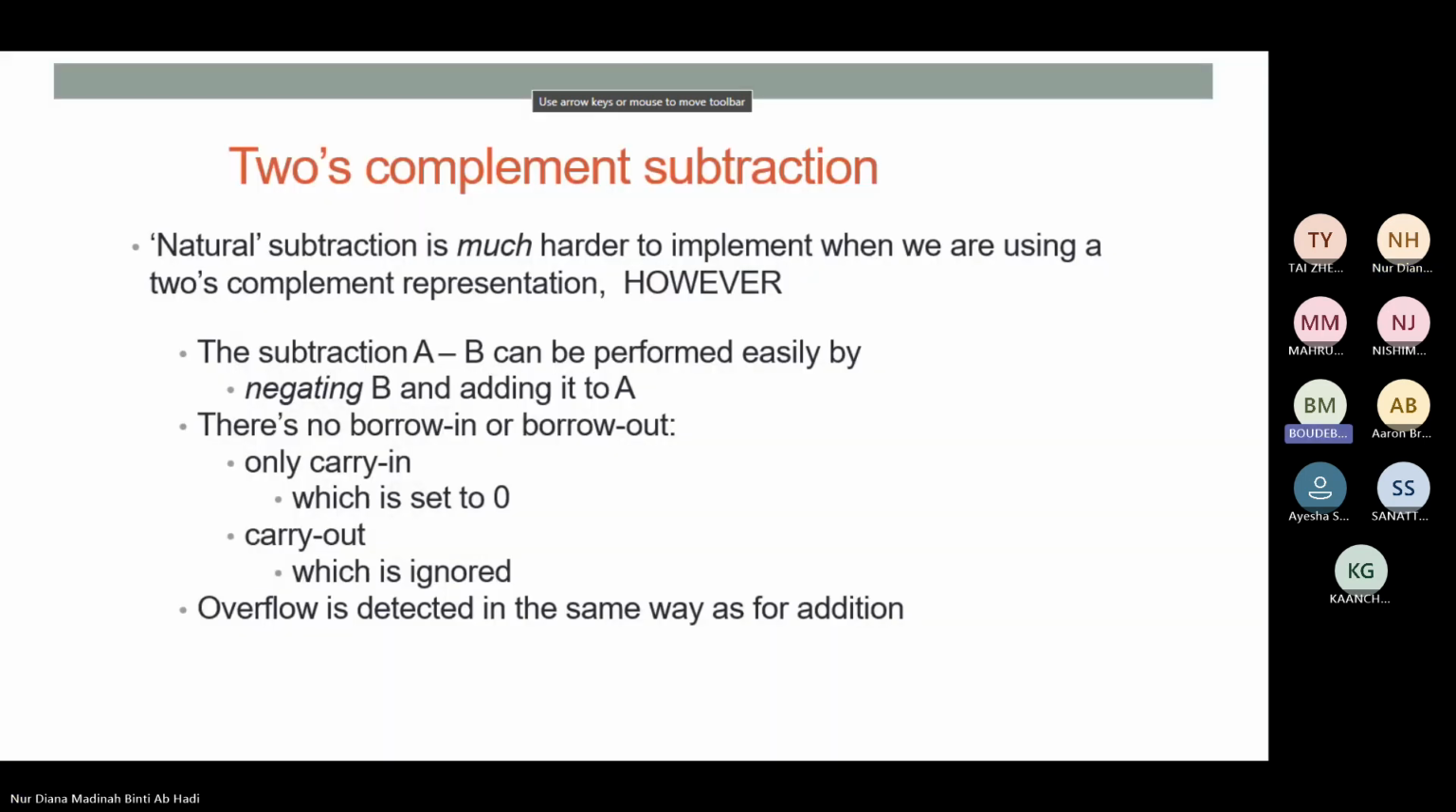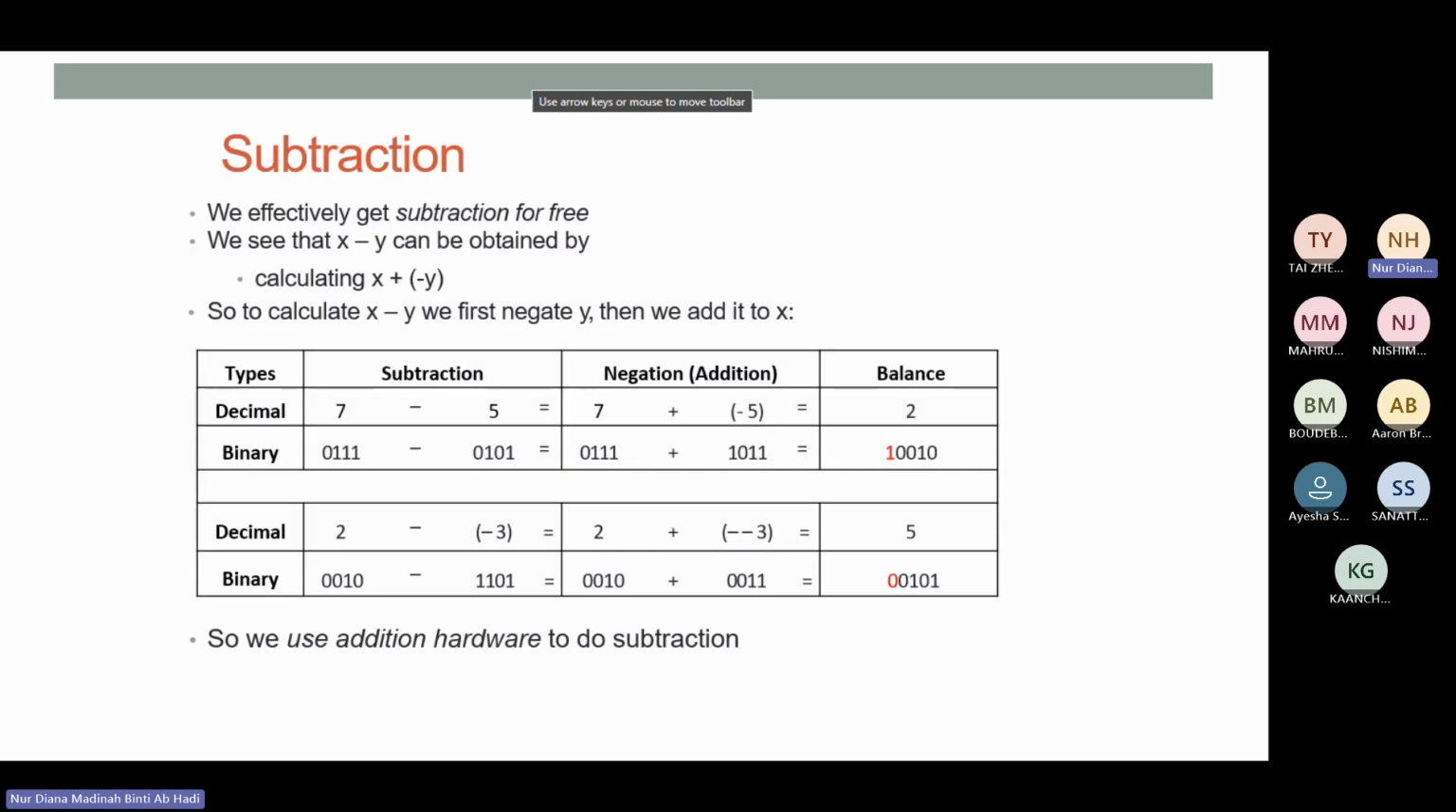No? So, two's complement subtraction. Natural subtraction is much harder to implement when we are using two's complement representation, but the subtraction of A minus B can be performed easily by negating B and adding it to A. So there would be no borrow in or borrow out. It only has carry in and carry out. But usually your carry in will be set to 0 and your carry out will be ignored. Overflow can be detected the same way as in addition, like this.